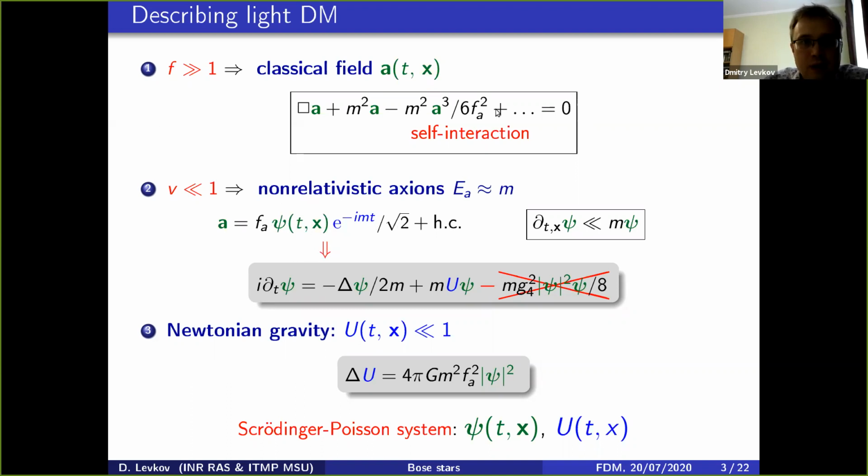Plugging it into the equation, we get the non-relativistic equation, which is just like the Schrödinger equation for the non-relativistic field psi. And here I introduced the gravitational potential U, which in the non-relativistic approximation should satisfy the Poisson equation. So these two equations are just the Schrödinger-Poisson system of equations, and they describe non-relativistic particles self-interacting via gravitational interaction. And I don't write the psi cubed term on the right-hand side, and I won't for the most part of my talk. In this case, this will be just a gravitational interaction and nothing else.